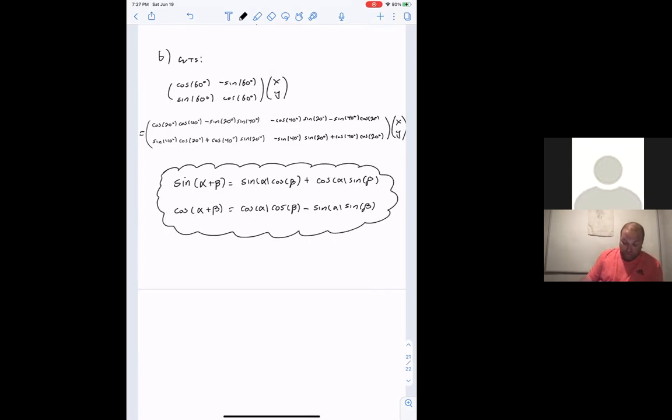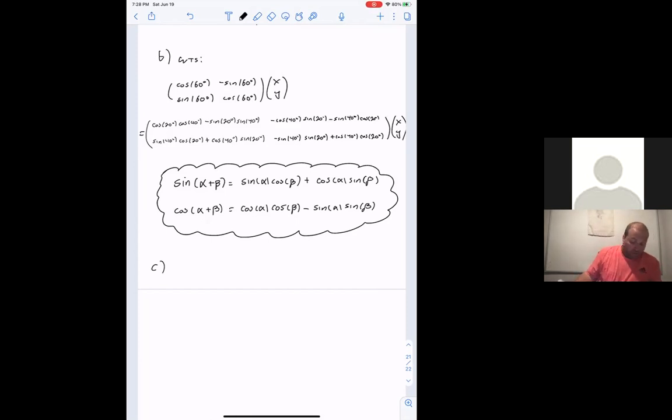sums of angles. And if you look at, for example, cosine of 60 degrees, well, cosine of 60 degrees is really cosine of 20 degrees plus 40 degrees, right? Make alpha 20 and beta 40 or vice versa. And you should get cosine 20 cosine 40 minus sine 20 sine 40, which you do. And similarly for the other ones. And just quickly, if you have these formulas, it's easy. If you don't have them, it's impossible.